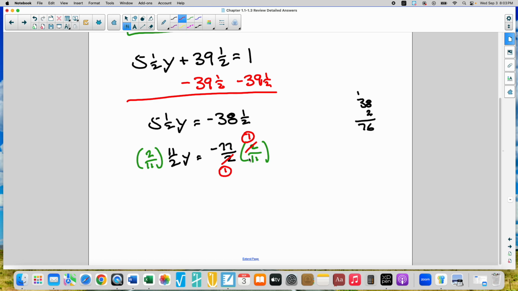2 goes into 2 once. 2 goes into 2 once. What goes into 77? 11. 11 goes into it once. 11 goes into it negative 7 times. I'm left with y equals negative 7 times 1, which is negative 7. 1 times 1 is 1. And I must simplify that to negative 7.